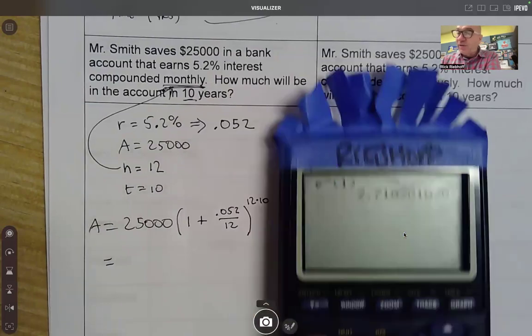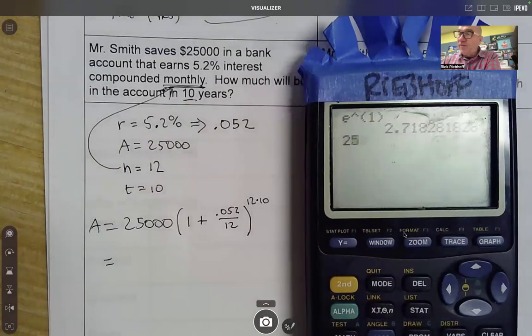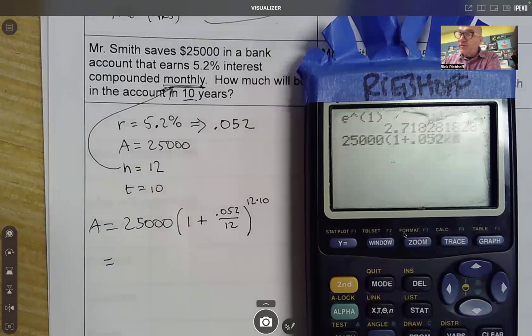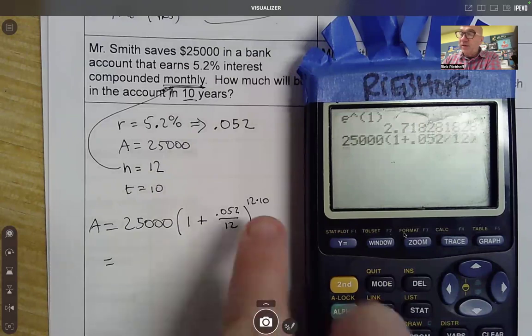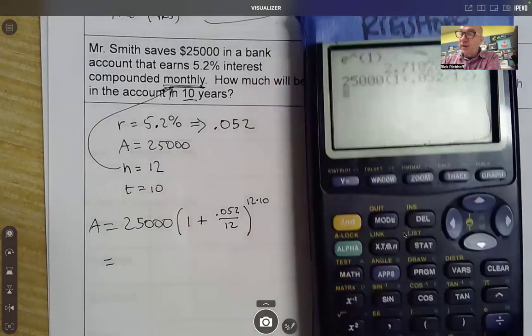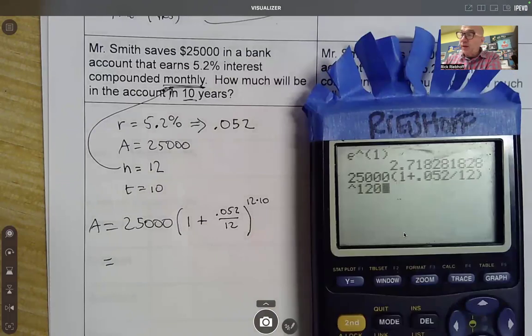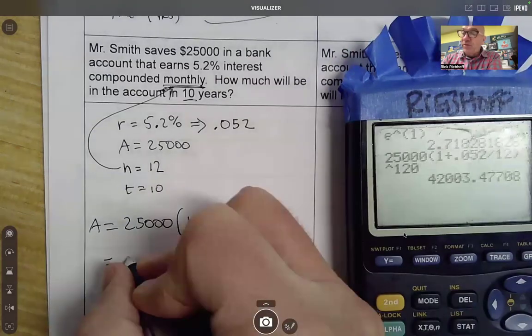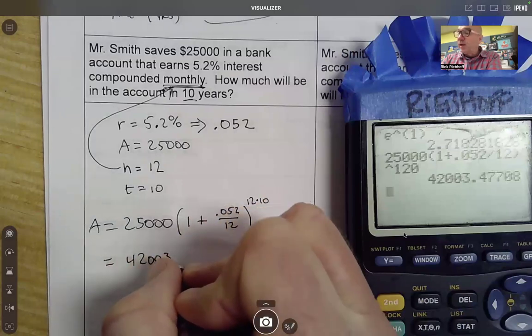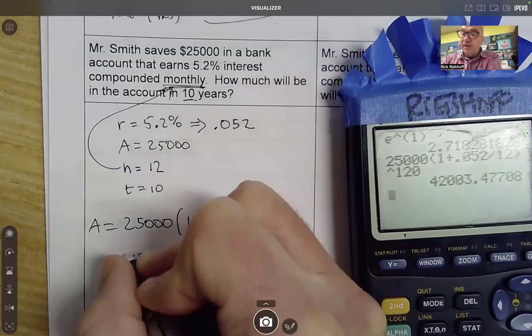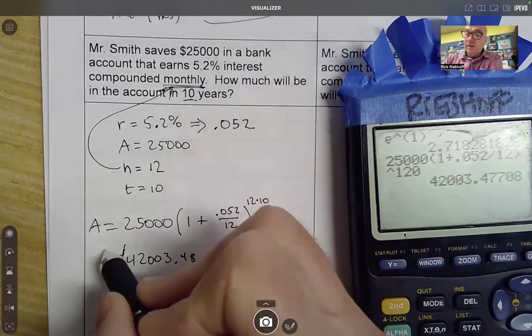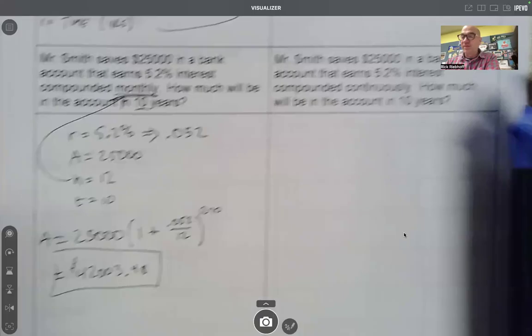You have to be very careful in your calculator, right? We're going to put 25,000, and then I'm going to go parentheses, 1 plus 0.052 divided by 12, and then end parentheses, and then I'm going to use the caret. Caret means raised to, right? So raised to the 12 times 10, which is 120 power, and we get $43,003.48. I'll round to the nearest penny. Cool. That's it for that one.